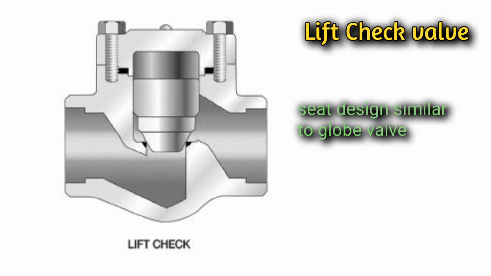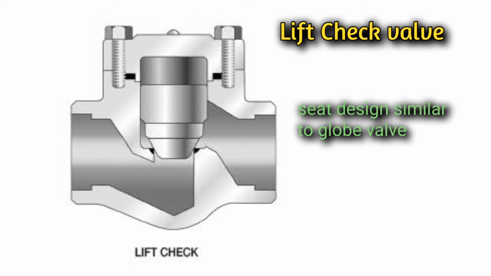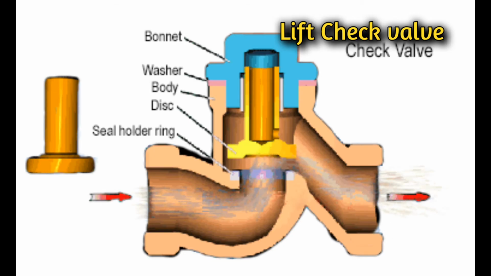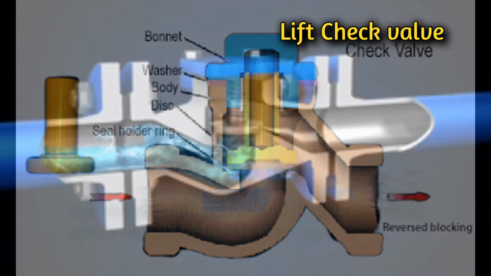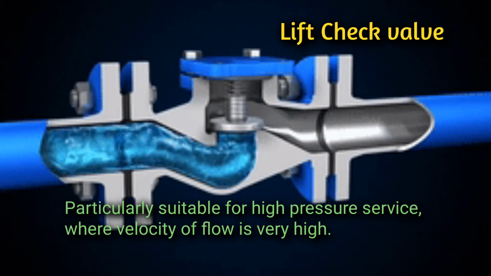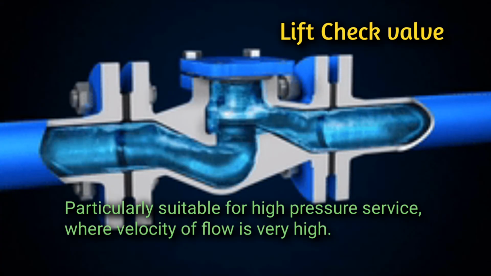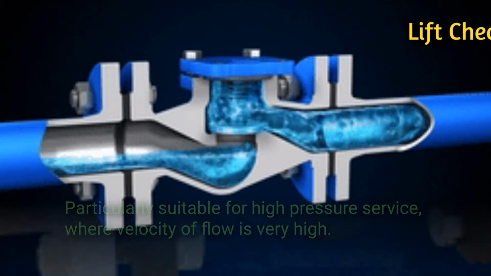Lift check valve. The seat design of a lift check valve is similar to a globe valve. The disc is usually in the form of a piston or a ball. A lift check valve can be placed in a horizontal or vertical position, and is particularly suitable for high pressure service, where velocity of flow is very high.